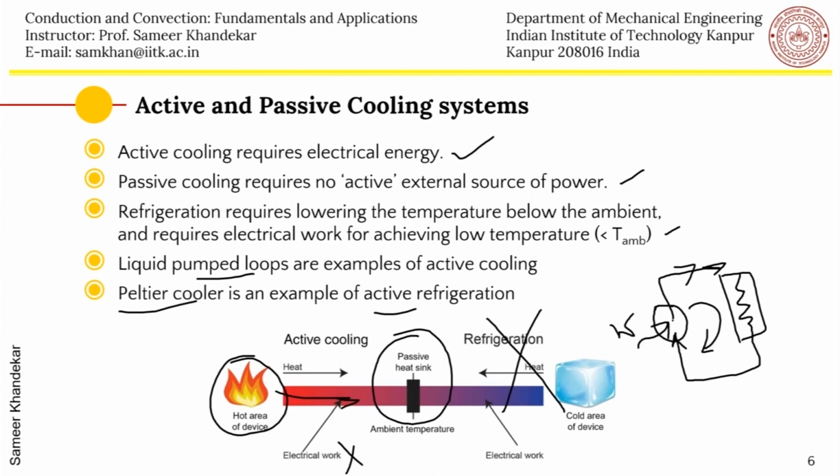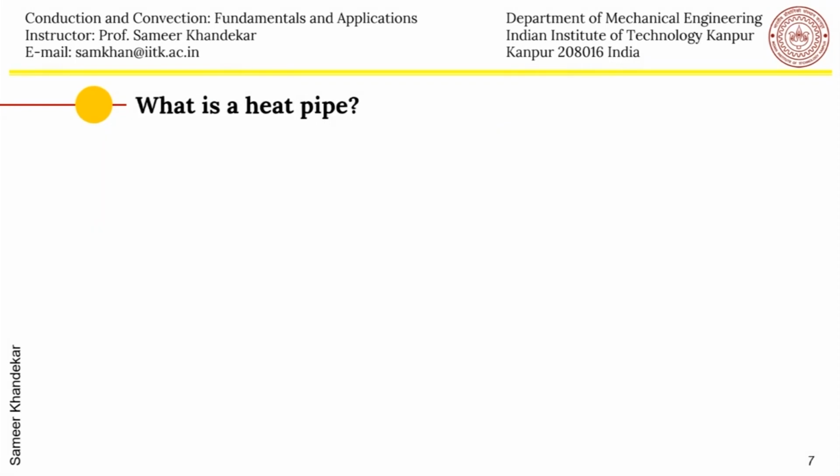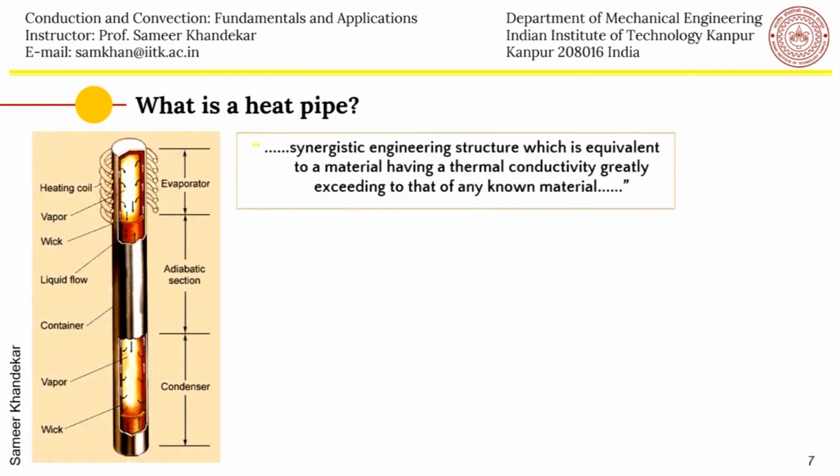So now comes the question: what is a heat pipe? How does it achieve this passive thermal management? If you see the definition of a heat pipe, it says that it's a synergistic engineering structure which is equivalent to a material having a thermal conductivity greatly exceeding that of any known material. So it is like a superconductor. Okay, so how does it work? Let us see the construction of a heat pipe.